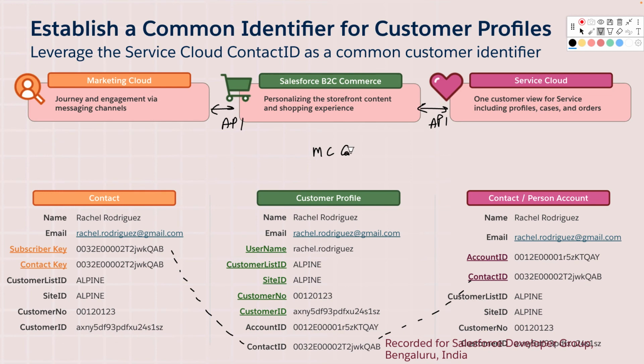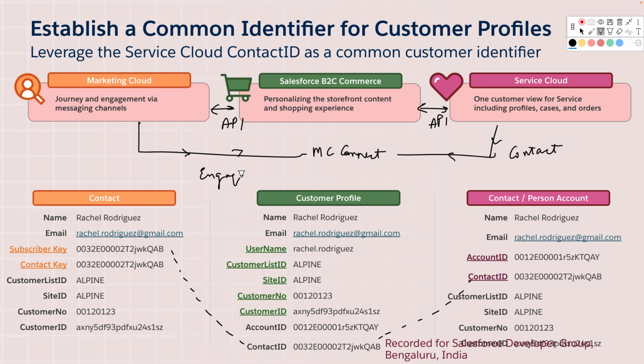We have a productized version, just to summarize once again, which is MC Connect. MC Connect can bring in the contact data from, say, CRM, and from marketing it can bring in engagement data as well. So it is able to bring the engagement history and use contact ID, that one single identifier, to merge between commerce, marketing and service.